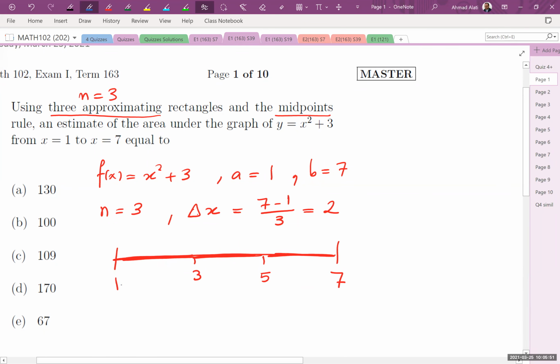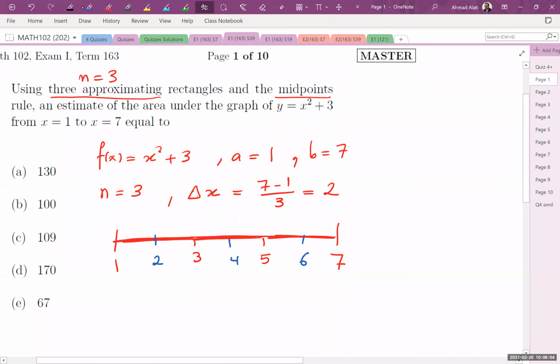Now what you do next is find the midpoint. They may ask you about the left point, the right point, or the midpoint. What is the midpoint here? It is 2. Here it is 4. Here it is 6. Now, according to the formula, the area will be approximately, without the limit, we are estimating, approximating, the sigma of delta x f of xi. Xi here in our case is the midpoint. So it is from i equals 1 to 3.